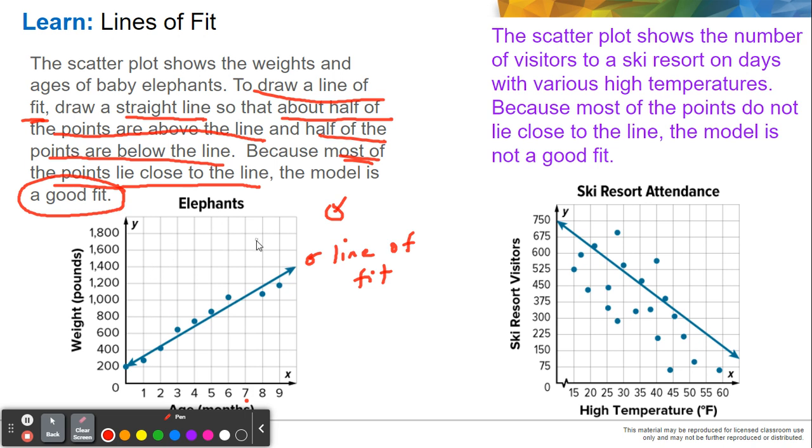It is a good representation of the relationship between the ages and the weight in pounds of our elephants. On the other hand, we have another example of a line of fit. This is our line of fit.